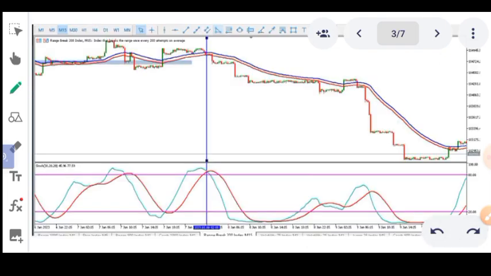Okay, so now I want to show you guys the setup. And one thing I have not said is that your time frame for this strategy must be the 15 minutes time frame. That is the time frame. I have tested it and it works very well. The 15 minutes time frame is where it must be. Okay, so let's now see the setups.